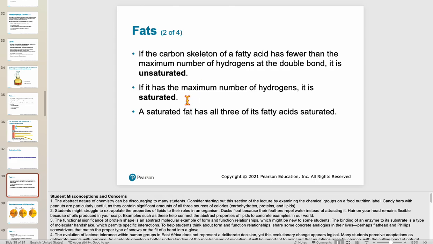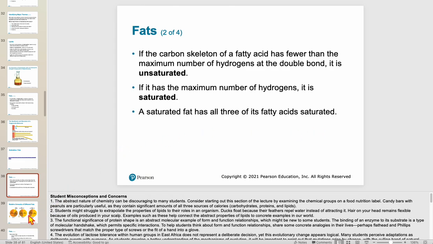Then we have saturated. Saturated is the long stick I gave you with only single bonds. So saturated is the one with the single stick, and it's all single bonds, and therefore it's a solid at room temperature, like the Crisco vegetable shortening example. And so here it says if it's a saturated fat, it would have all three fatty acids being saturated, and therefore it would be like Crisco vegetable shortening, a solid at room temperature.